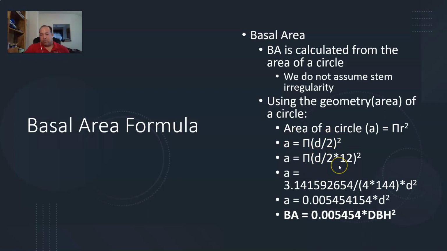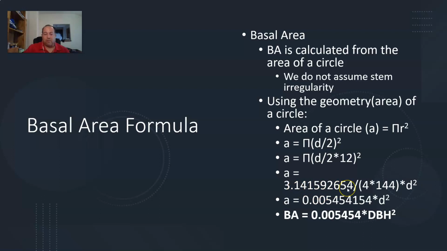So if I do that, the diameter divided by 2 squared times pi gives me the area. Now, basal area is being calculated in square feet, but diameter is being calculated in inches. So I need to change that, and I'm going to bring in 12, which is my conversion from inches to feet. So now we went from diameter divided by 2 to diameter divided by 2 times 12 for our conversion, squared.